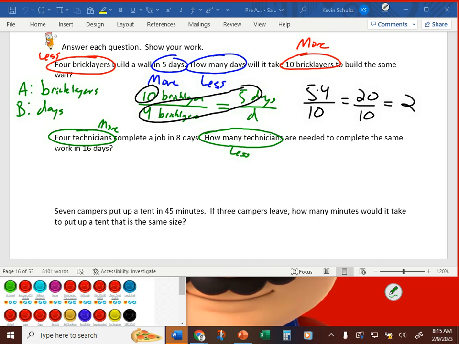In our second part, we have 16 days and 8 days. Which is more, which is less? Nolan? 16 days is more. Yes. Fine, more and less. Go ahead and set this up.